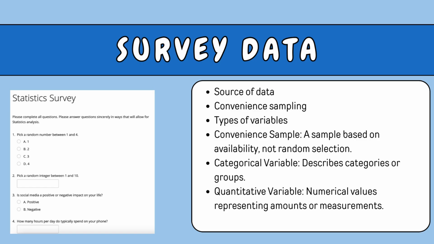For our survey data, the data that we used throughout the semester was from a short survey that we completed as a class assignment. All of the students were able to take the survey, and then we were able to take all of those answers and convert them into data. Overall, this is considered convenience sampling because we were surveying our specific class rather than being selected randomly.